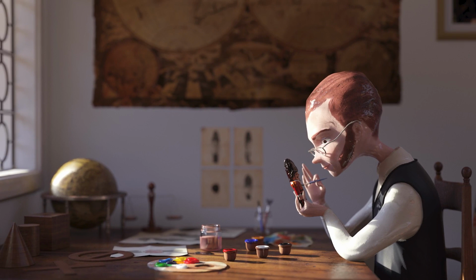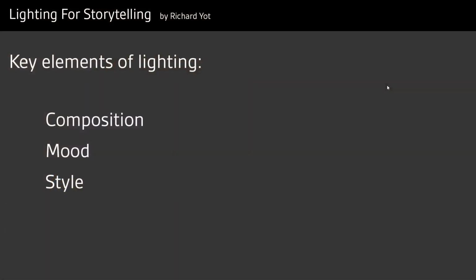The second thing that lighting does is to establish a mood. And thirdly, it also establishes a style. And I'll be exploring all three of these key roles of lighting during the course of this tutorial.